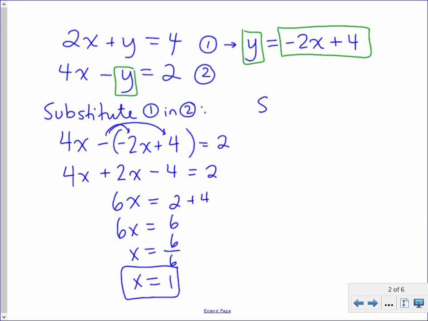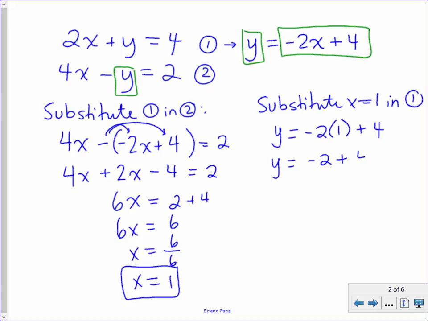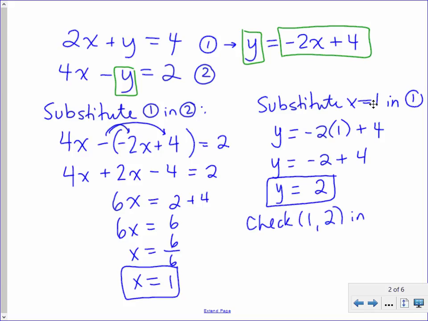I'm going to substitute x equals 1 in equation 1. You can use original equation 1 or rearranged equation 1. They're both considered equation 1. Y equals negative 2 times 1 plus 4. Y equals negative 2 plus 4, which is 2. And then check 1, 2 in the equation you didn't use yet.